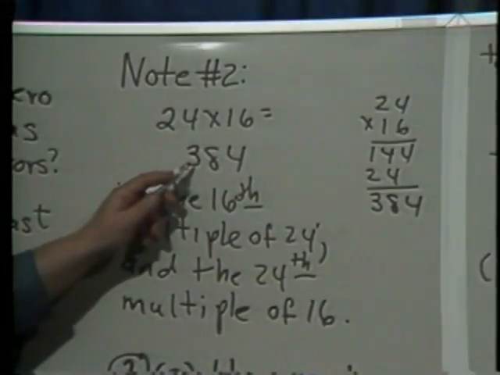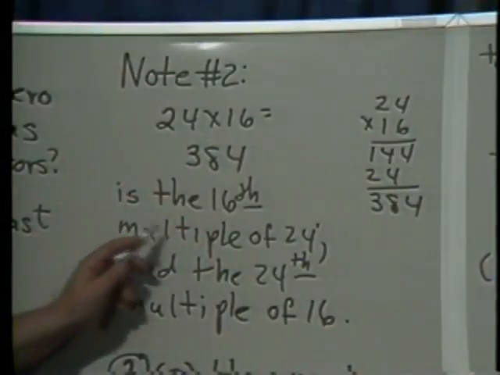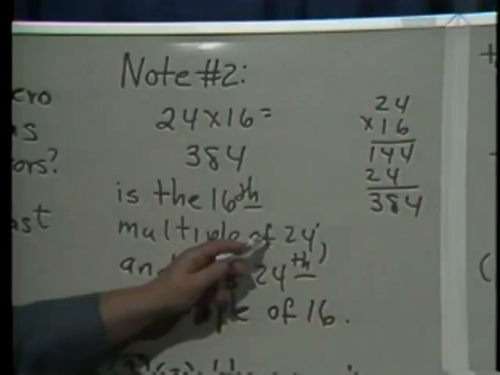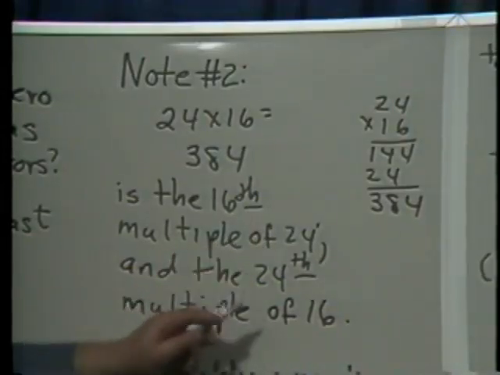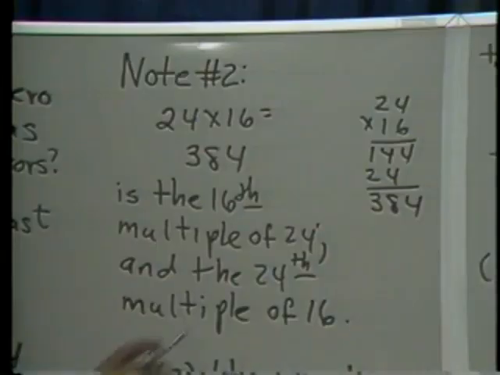But the interesting point is what? That 24 times 16 is both what? It's the 16th multiple of 24. That means that if you were counting by 24s, 384 would be the 16th number you'd come to. And it's also the 24th multiple of 16. That means if you were counting by 16s, 384 would be the 24th number you'd come to.